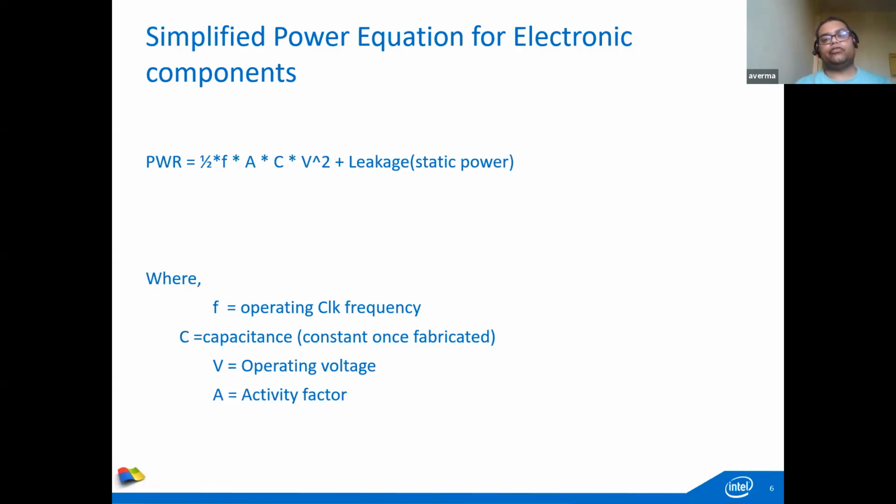Now think about the equation we have talked about. We have talked about two parts of this equation. One is the dynamic part, which is the first component, and the second one is the leakage component. We talked about how the dynamic part comes into the picture when there is an operating frequency. The other part we talked about is the leakage, right?